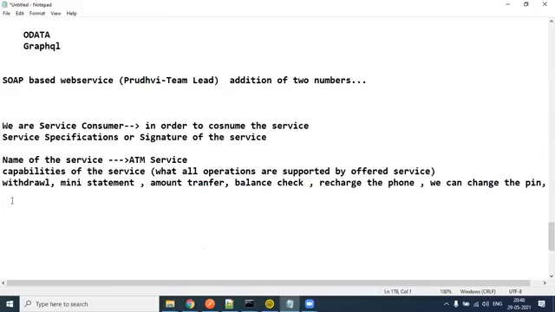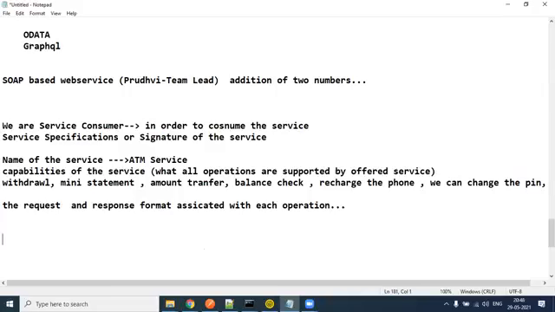So what I'm trying to say is, if you want to reuse a service, knowing the name of the service is important. Knowing the capabilities of the service is important. Then you have to also understand the request and response format associated with each operation. Yes or no?